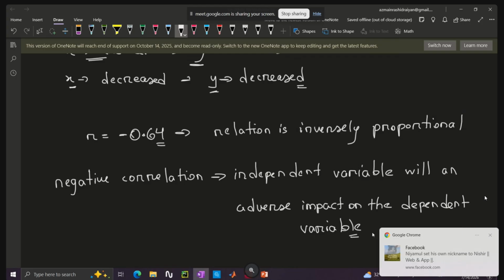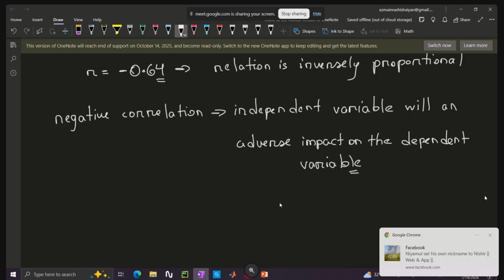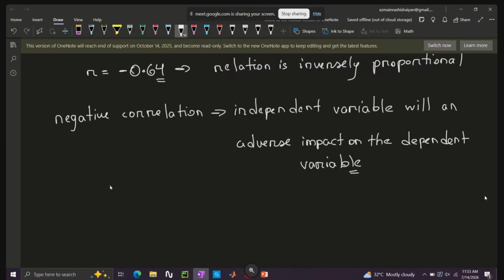So what does it mean by an adverse impact? Let's say I have another regression model, which is y equals f of x. Let's say my x value has been increased this time. So in that case, will my y value increase or decrease? If my correlation coefficient is negative, will the y value decrease or increase if I increase the x value?